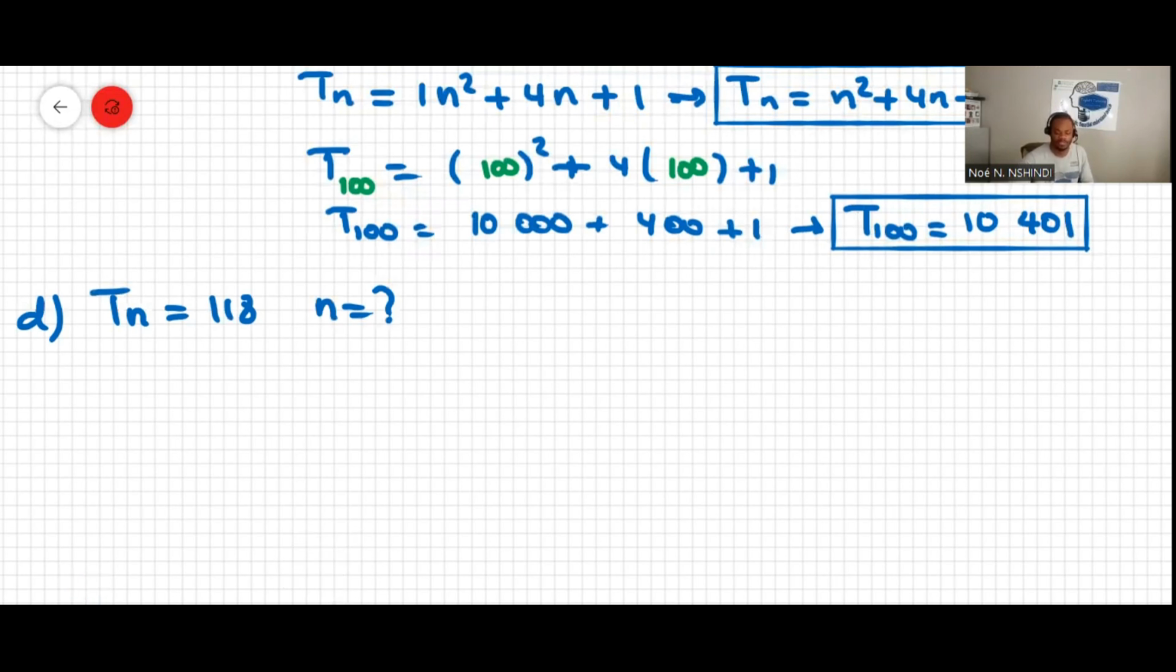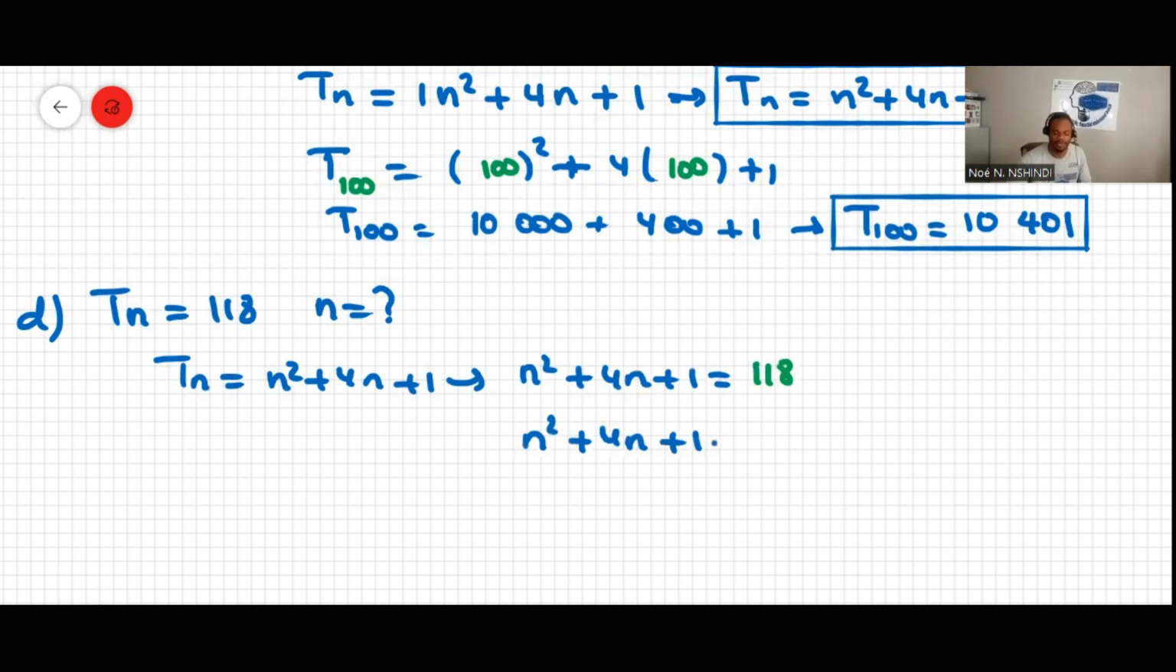Now, to do that, we know that Tn is equal to n squared plus 4n plus 1. So I'll substitute Tn by 118. Instead of writing Tn, I'll write 118. Then I can move it over the equal sign, so it's n squared plus 4n plus 1 minus 118 equals 0. That makes n squared plus 4n minus 117 equals 0.